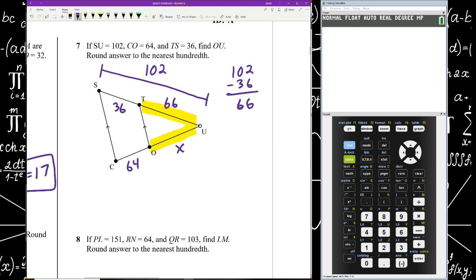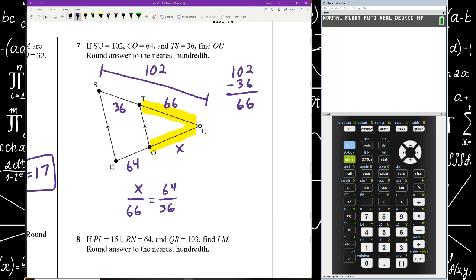I set up a proportion. So x can go over two things, either 64 or it can go over 66. I'm going to pick 66. So x over 66 equals. Since I start off with the x, I'm going to put 64 over 36.